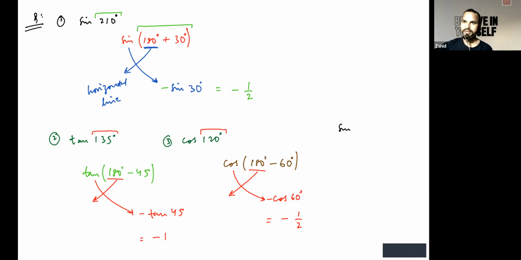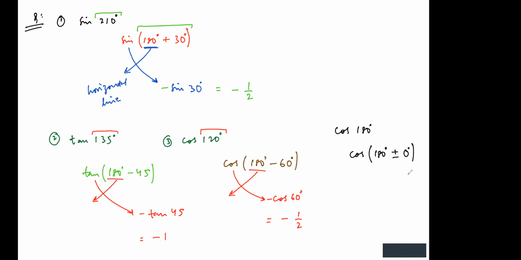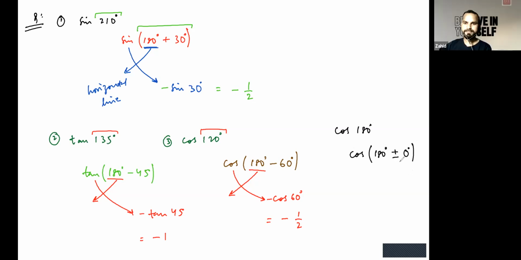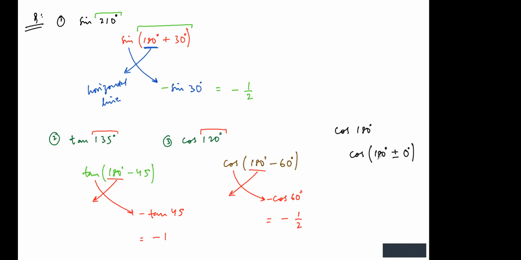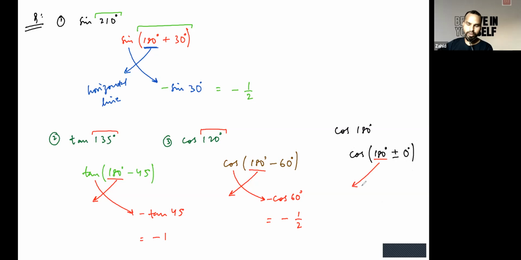Similarly, if I ask you to define cos of 180 degrees, you may write this particular term as cos of 180 degrees plus or minus 0 degrees. Is it clear? Ifra, can we write this? 180 degrees as this. Now, this particular 180 degrees defines nothing but a horizontal line on which there will be no change in the trigonometric term. So it will remain cos.